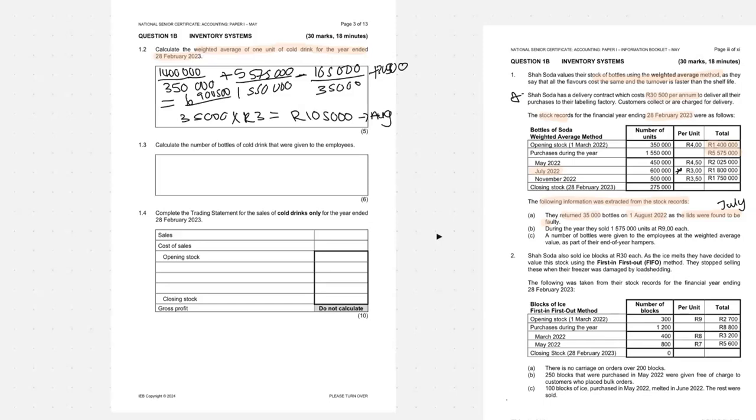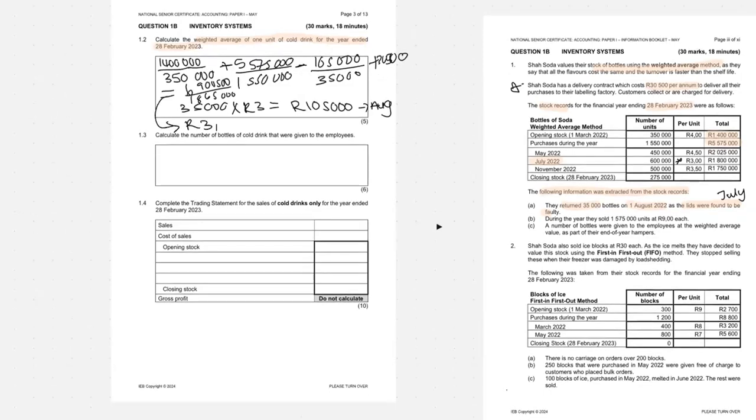Then we just need to put that in a fraction. We divide the value by the number of units, and that will give us our weighted average of 3 rand 70 cents. And that's your question done. So that's how you do your weighted average: opening plus purchases minus your returns, and if there are any other costs such as transport cost, you need to add that as part of the cost as well. And then at the bottom, you just have the number of units.